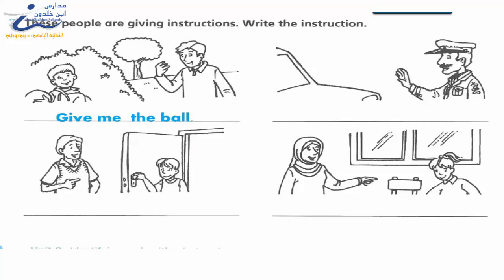The second picture, you can see a policeman trying to stop a driver. So what do you think he's asking him to do? Stop the car. Correct. Number 3, you can see a boy who's entering a room and his dad is asking him to do something. What do you think he's asking him to do? Correct. Close the door.